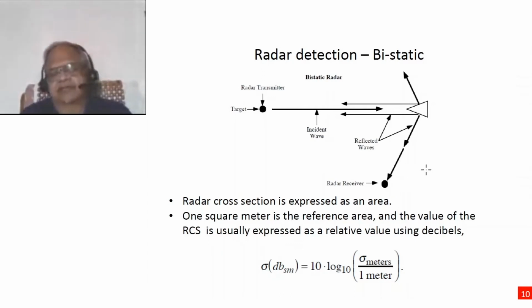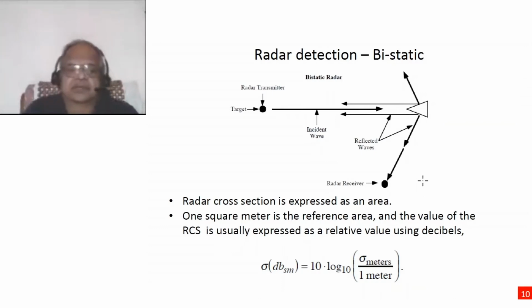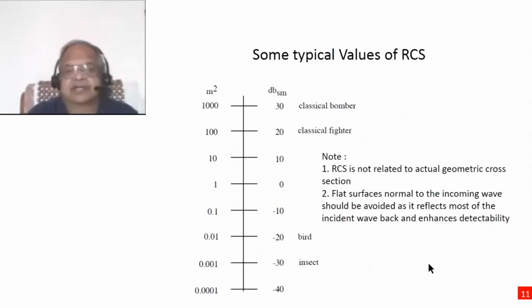Generally, we have heard of radar cross-section. It's expressed as an area. It's a ratio, and it's not to be mixed with the geometric area. So 1 square meter is the reference area, and the value of the RCS is usually expressed as a relative value using decibels. So this is the equation: sigma over 1 square meter, and 10 log of that. Basically, it is in comparison with a known object at a known distance, and compared to that, what is the cross section of the present aircraft.